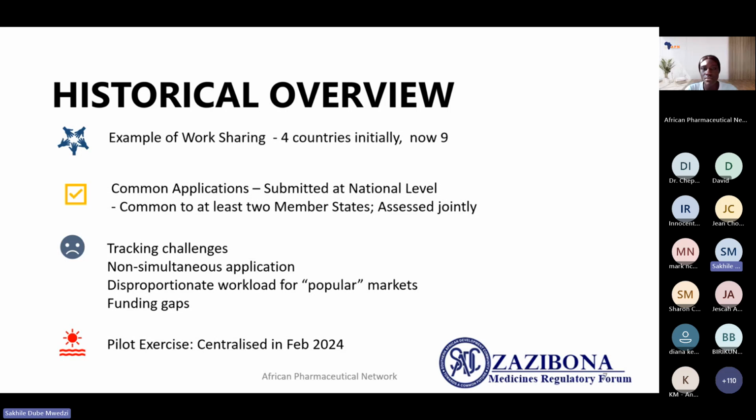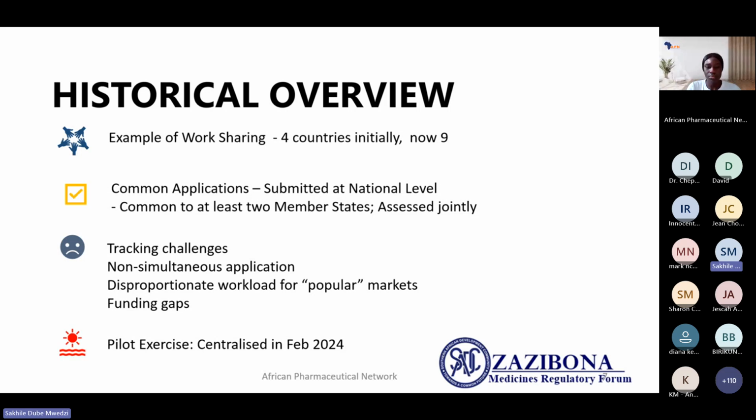How it originally was working is that each of the member states would look at the applications that they have received, and then they would ask each other, you know, I have got hydrochlorothiazide. Oh, okay, I've also got the hydrochlorothiazide. Is it from the same manufacturer? Yes, it is. So maybe we can actually share the work.